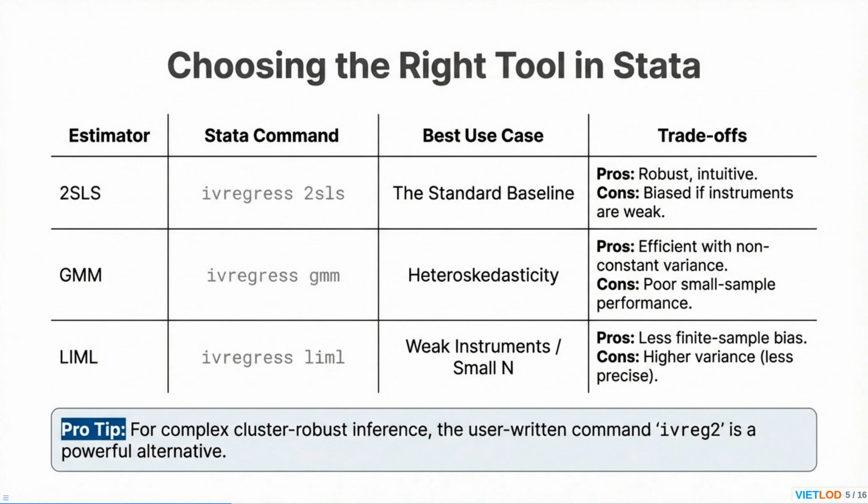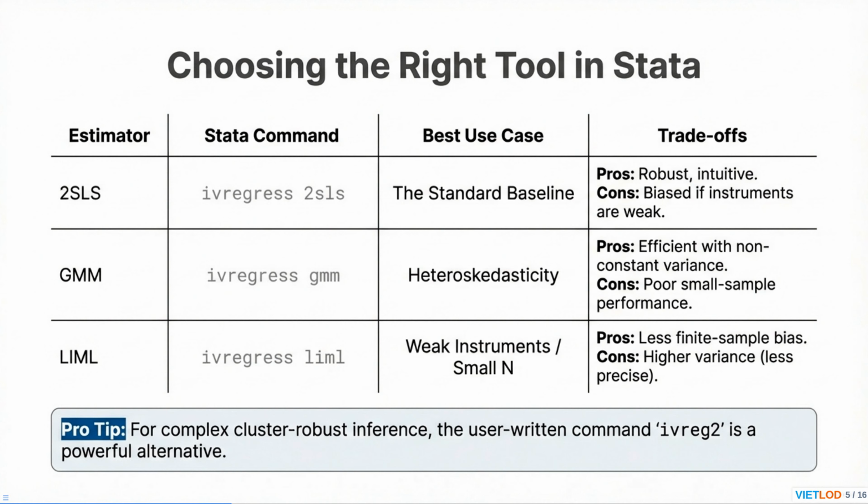Stata provides a unified command, ivregress, to handle different IV estimators. Let's break down when to use which tool. First, 2SLS is your standard baseline. It is robust and intuitive, but be careful, it can become biased if your instruments are weak. If you suspect heteroskedasticity or non-constant variance, GMM is the more efficient choice. However, its performance can drop in small samples.